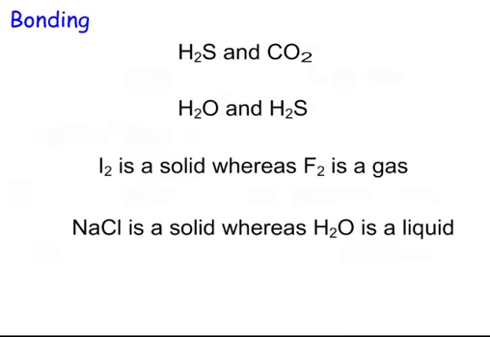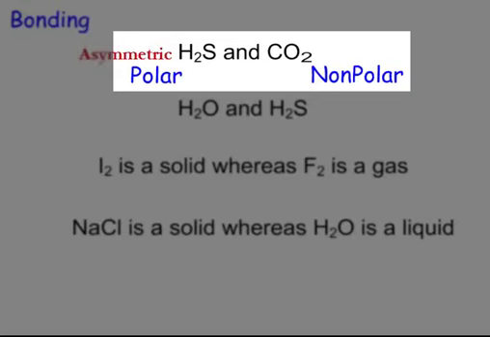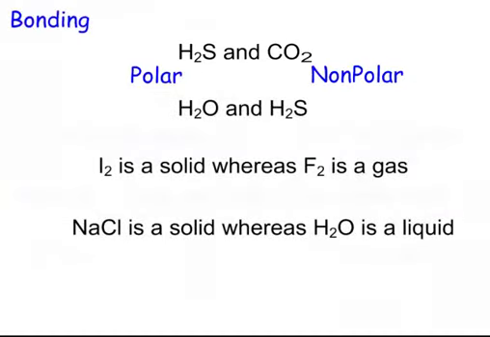Let's take a look at some bonding here, and you can almost answer these questions yourself. What's the difference between H2S and CO2? H2S is going to have a greater melting point and boiling point because it's polar as opposed to nonpolar. Remember, polar things are asymmetric. They have polar bonds and they have an asymmetry. Nonpolar things like CO2 might have polar bonds, but it has a net dipole moment of 0.